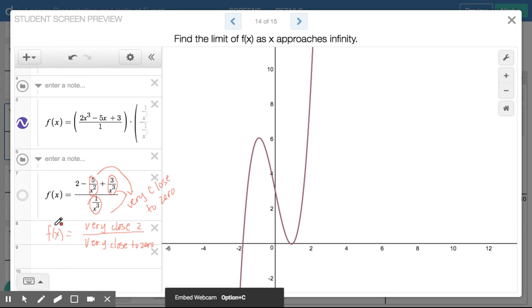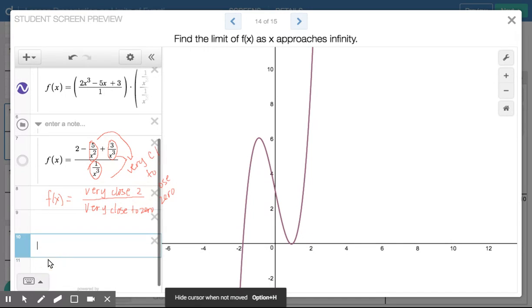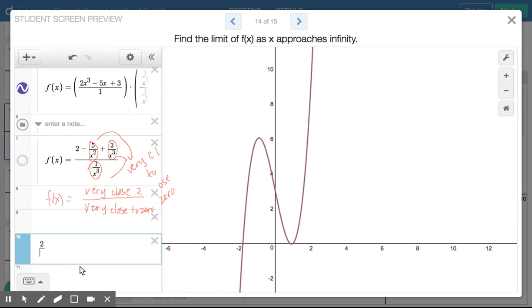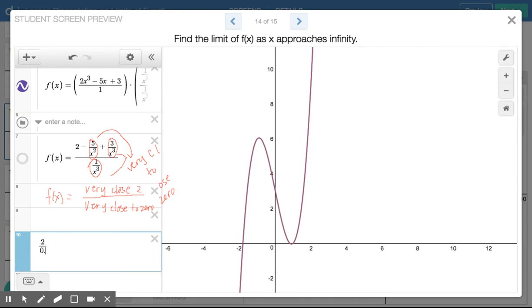So now, if we want to find the limit of f of x as x approaches infinity, we need to find out what is the value of a number very close to 2 divided by a number very, very close to 0. So let's find out here. Let's say I have 2 and we want to divide it by a number close to 0. So let's say 0.1, we get 20. If I go closer to 0 by dividing 2 by 0.01, then I get 200.